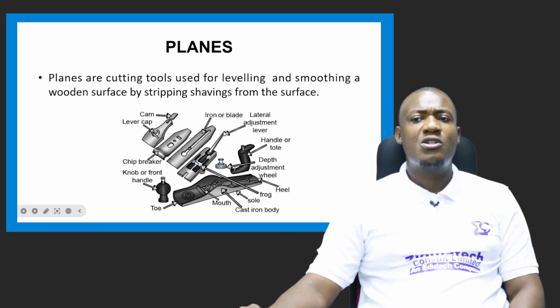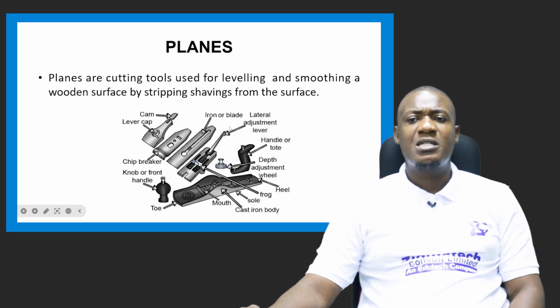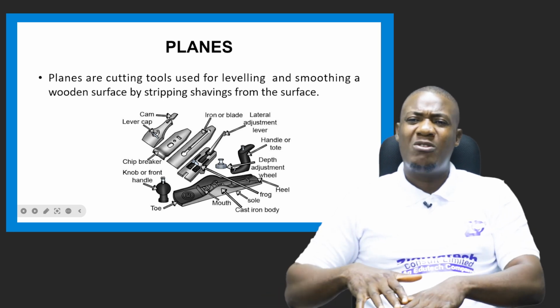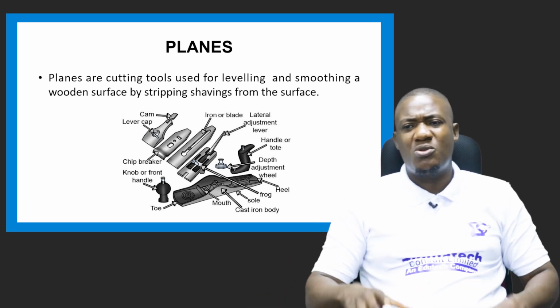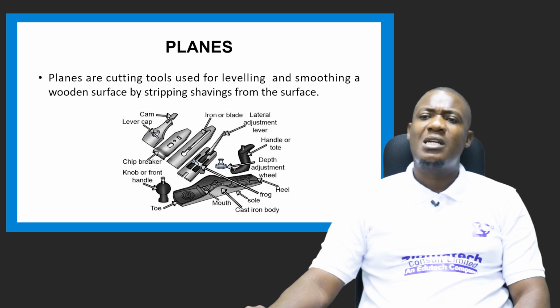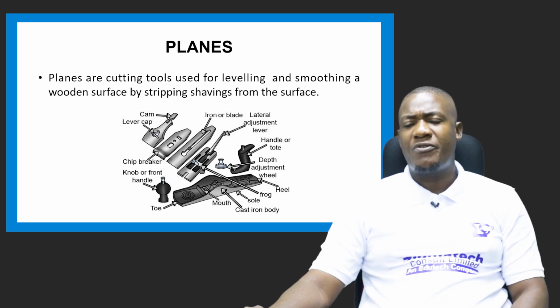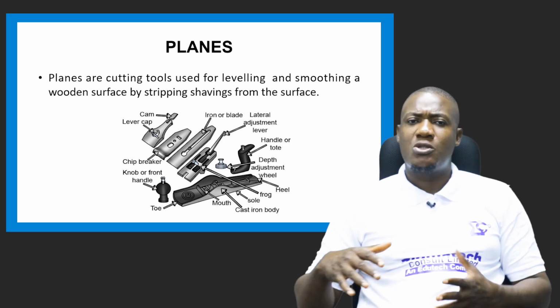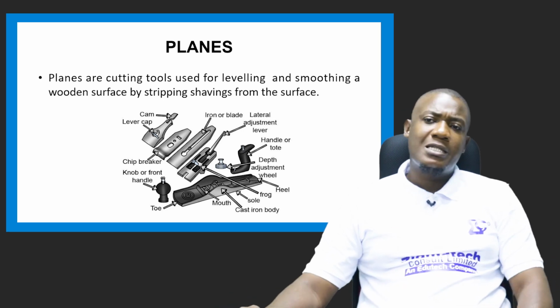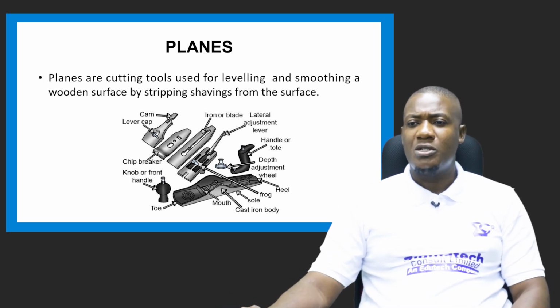Then we also have the lateral adjustment that helps you adjust the blade, the depth you want the blade to get to. This is what helps you to do that. The lateral adjustment lever does that function. Okay, you want it to go deeper into the wood. That does that function for us.